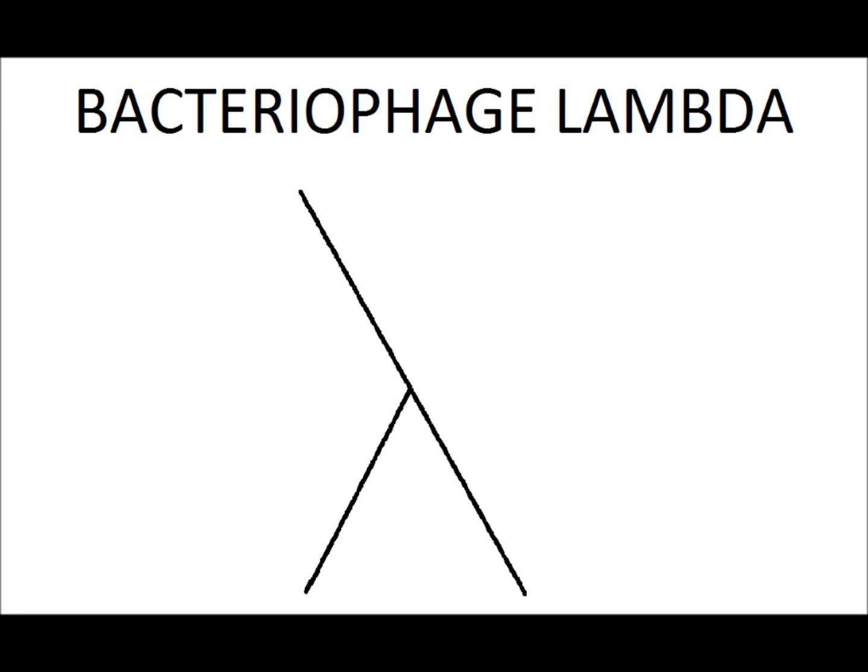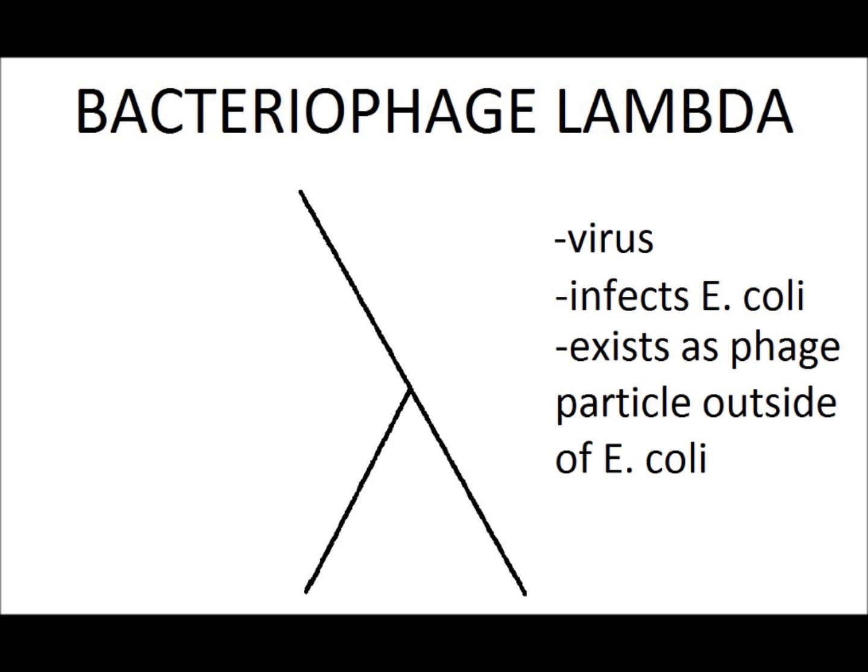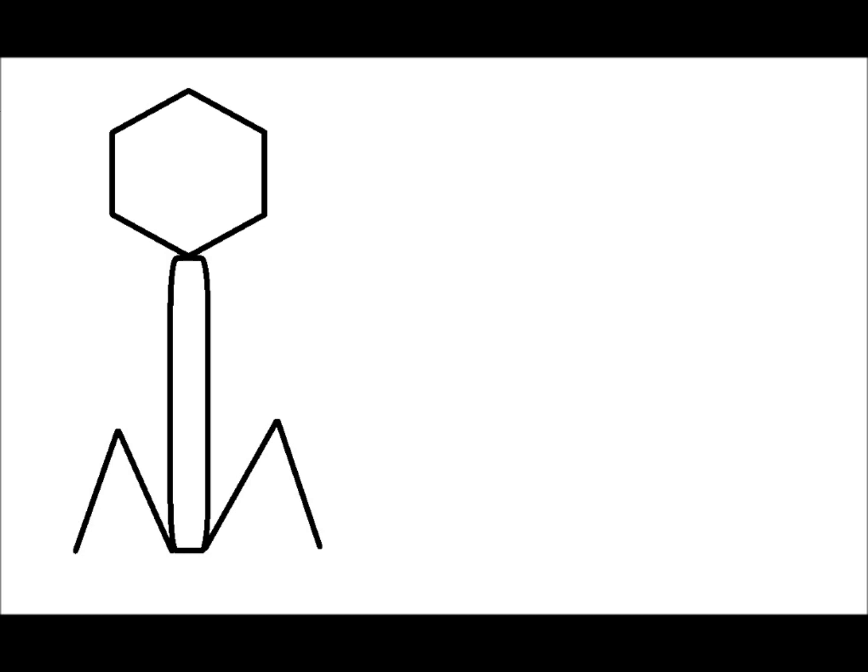This video is about Bacteriophage Lambda. Bacteriophage Lambda is a virus that infects the bacterium E. coli. When it's not in an E. coli cell, lambda is in the form of a phage particle. The phage particle has a head and a tail which are both made of protein.